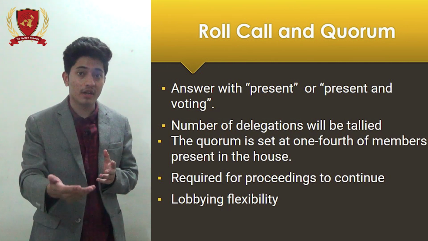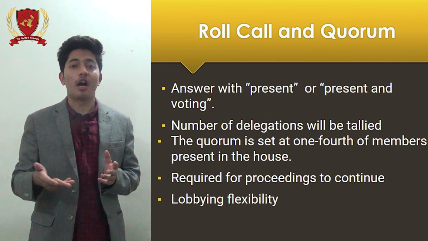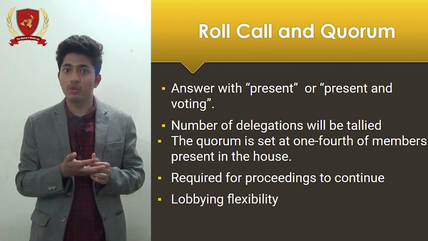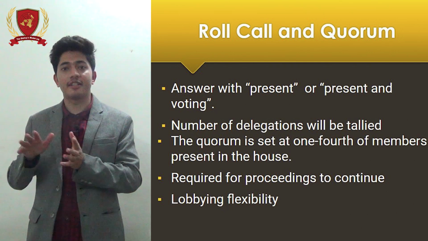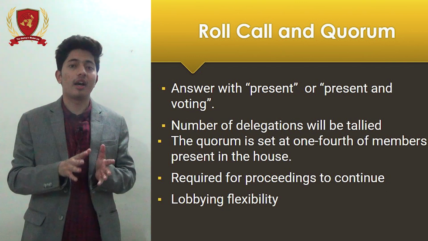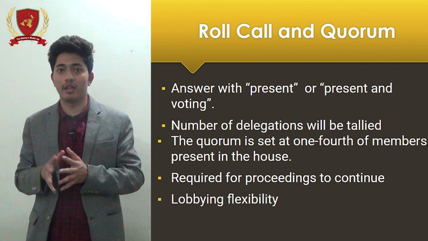So, how do we calculate how many delegates we have inside the committee so as to know the required quorum? We take a roll call, and every delegate is expected to give his or her roll call either as present or present and voting.